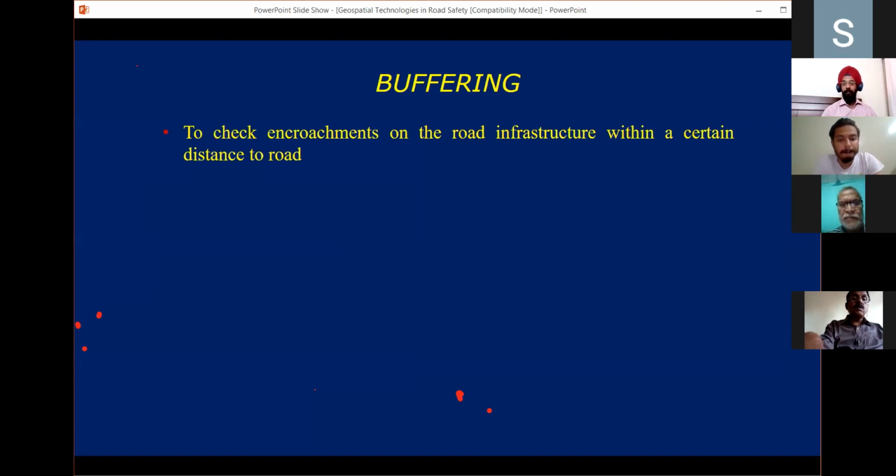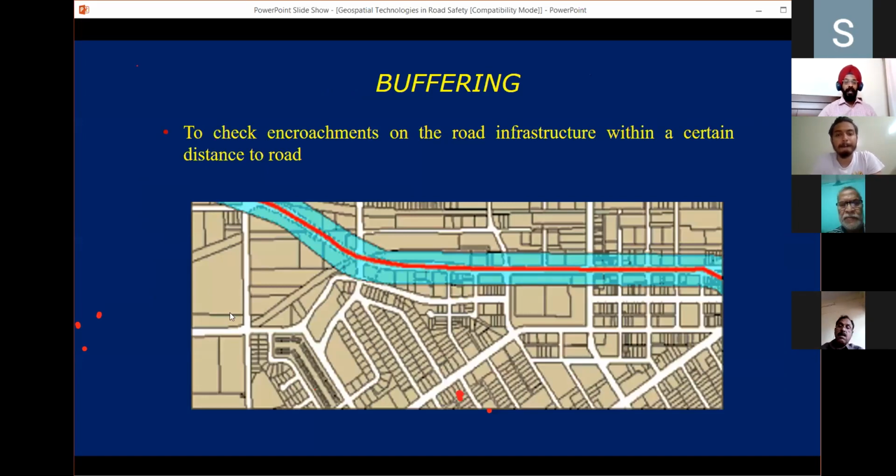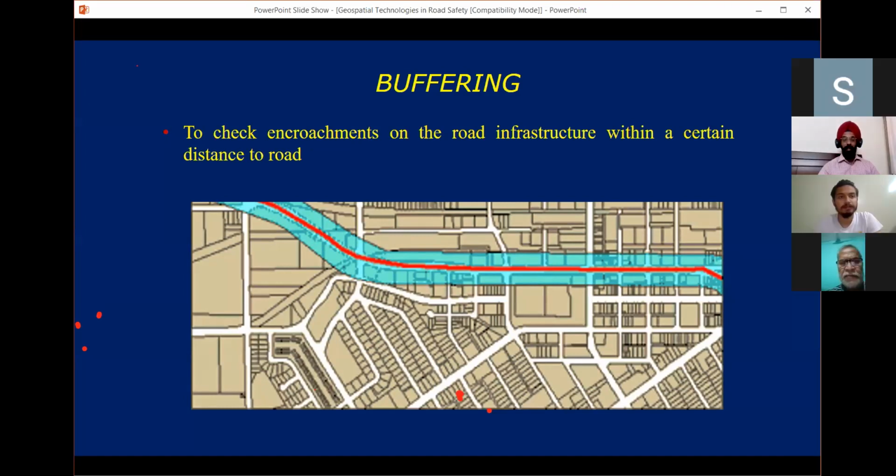Buffering, this is an application or use of GIS only. What is buffering? If I want to check the encroachments on the road intersection within a certain distance to road, so you can see that if this is a road, and I have created one buffer of this color, so that I can see how many obstructions or encroachments have taken place on this particular road. Because I know that along a road, generally a 100-meter buffer is given on the right side as well as the left side, depending upon the condition, whether it's a national highway or a state highway or a village road, but there must be some gap. Law always says that there is some buffer.